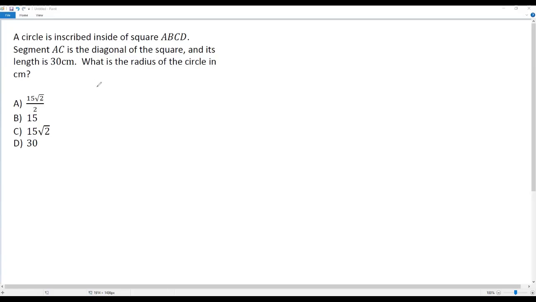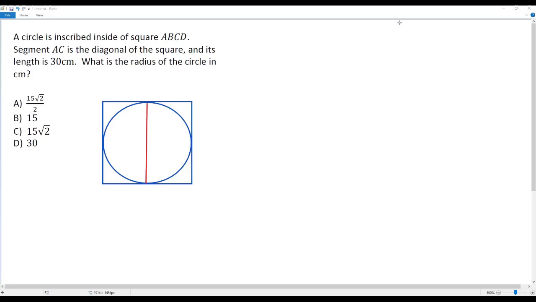Okay, first let me draw a square with a circle inscribed in it. Here we have a square and there is a circle inscribed inside the square. Now let me consider the diameter of the circle. Clearly, the diameter of the circle is equal to the length of the side of the square. Now to get the diameter, we have to find the length of the side of the square. Once we get the length of the side of the square, that is equal to the diameter. When we divide the diameter by 2, we will be getting the radius of the circle.